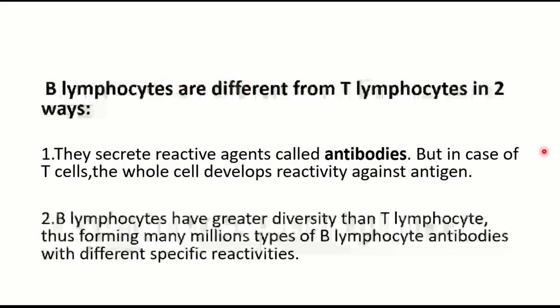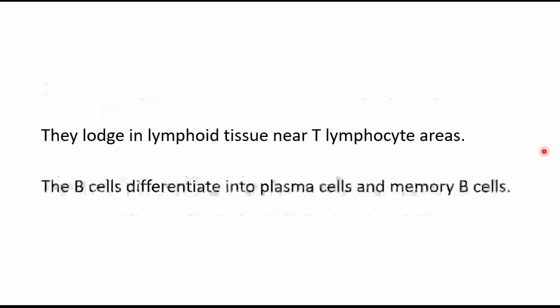One, they secrete reactive agents called antibodies. But in the case of T cells, the whole cell develops the reactivity against the antigen. They are not releasing any proteins like B cells. The specific reactivity is shown by the T lymphocytes against the antigen. B lymphocytes have greater diversity than T lymphocytes, thus forming millions of types of B lymphocyte antibodies with different specific reactivities. They lodge in lymphoid tissue near the T lymphocyte areas.